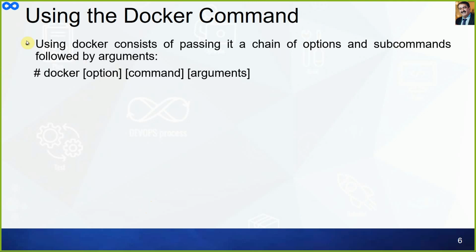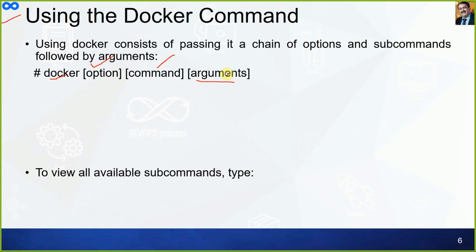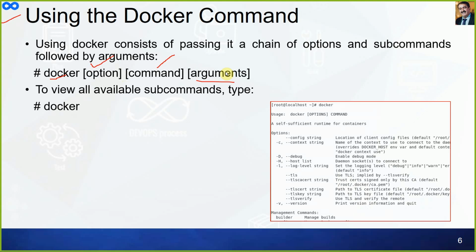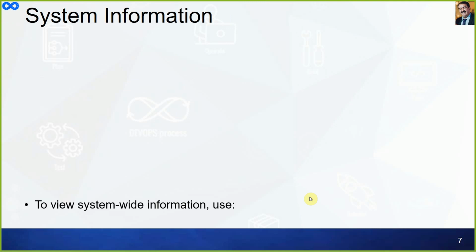The general syntax of the command is docker followed by option or options and then the command and the arguments. To view all available commands, you can type simply docker, nothing else. It'll show you all the options. So these are options like -c, -d, -h, -l, and then after that you type the command. Commands are available here, like the build command, the info command, the commands which I demonstrated.